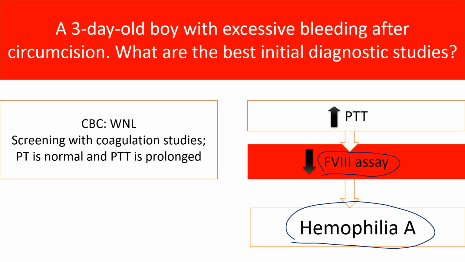Normal value is between 50 to 150%. If it is more than 5%, it is mild, between 1 and 5% is moderate, and if it is less than 1% factor 8 assay, this is severe hemophilia A.